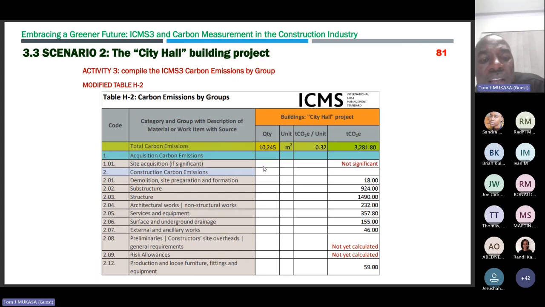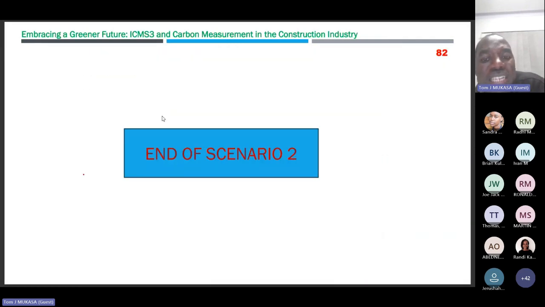As long as you are conversant with the standard, everything has a code, so you just arrange it, and it becomes uniform for everyone reporting on their project, no matter how big or small. So that is the second scenario.